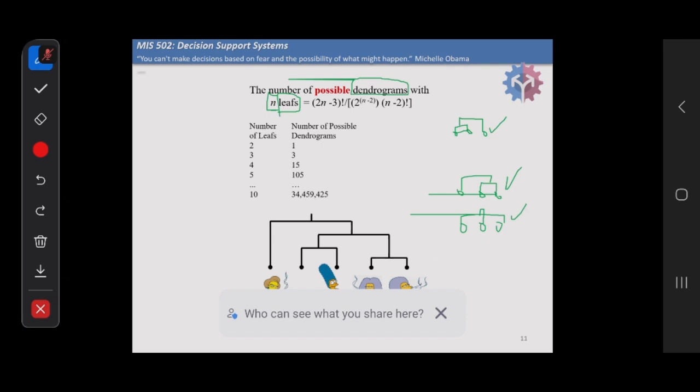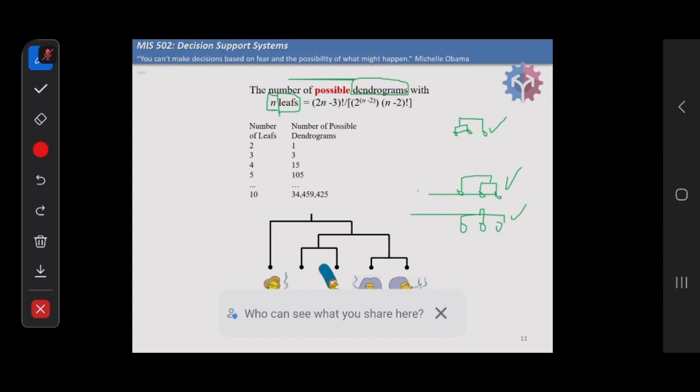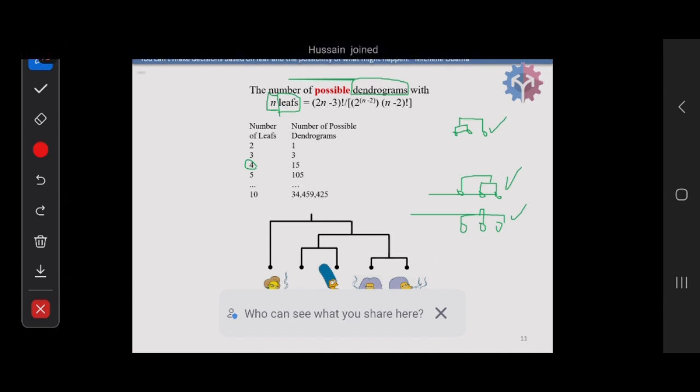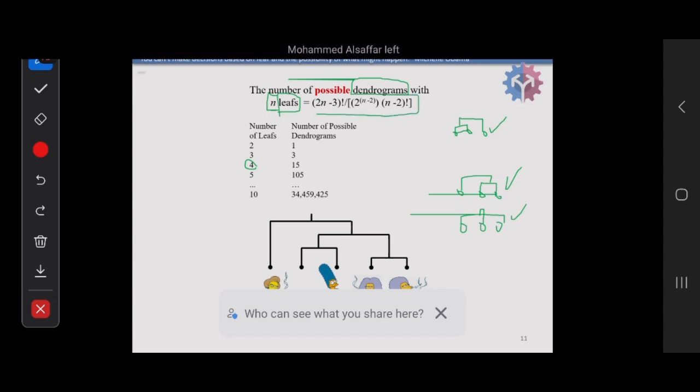Not just three clusters, but do you see that we can either join these two points first and then the third point, or these two first? Those are the possibilities. So if I tell you I have 4 data points, how many possible dendrograms can you create? To answer that question, you need to use this formula given to you.